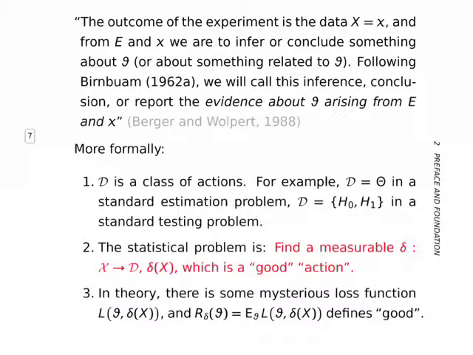Formally, we have a class of actions. It can be the parameter space itself. It can be H0, H1, when we are doing a standard testing problem. And the statistical problem seems to be: find a measurable delta such that delta of X is a good action. In theory, and only in theory, there is some mysterious loss function, L(theta, delta(X)), and its expectation permits us to define what a good action is.